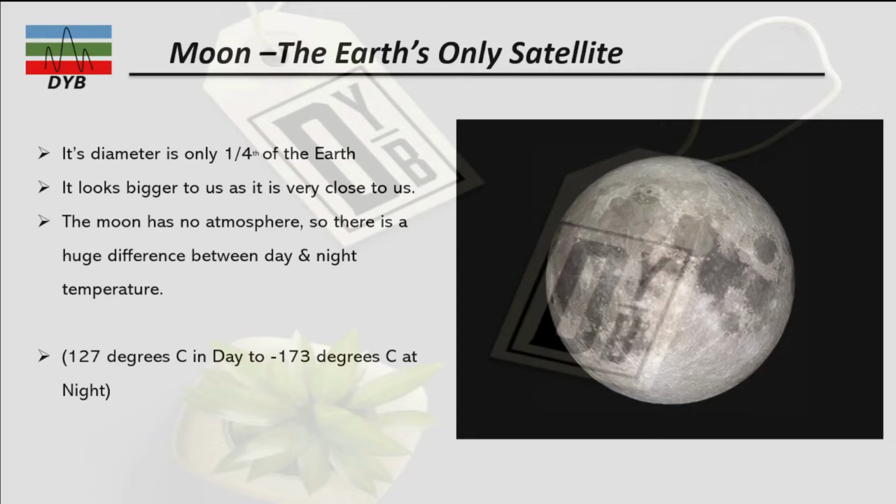So the moon has no atmosphere, and there is a huge difference in day and night temperature. Actually, the atmosphere protects the planet or object from the change of temperature between day and night. So the temperature in the daytime on the moon is 127 degrees Celsius, and in the night it is minus 173 degrees Celsius, which is a huge difference in temperature.